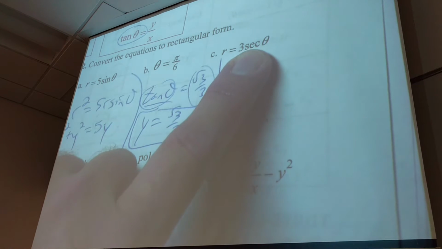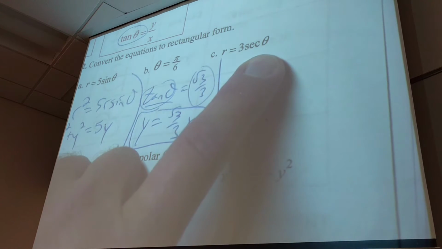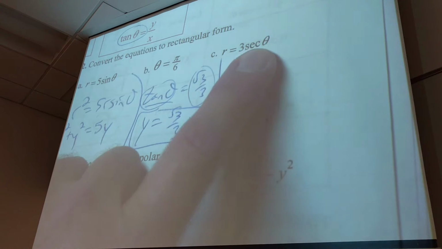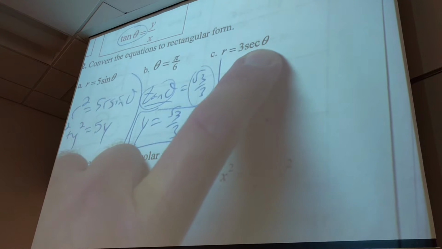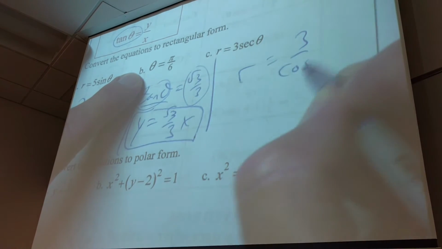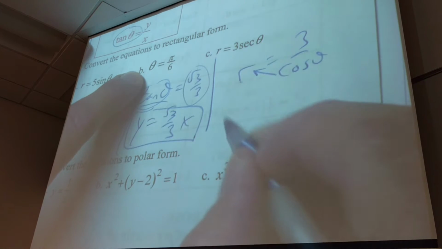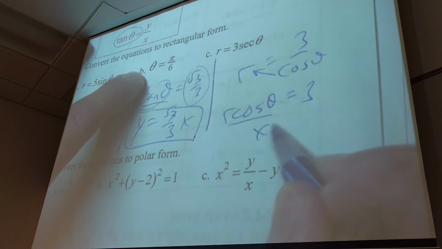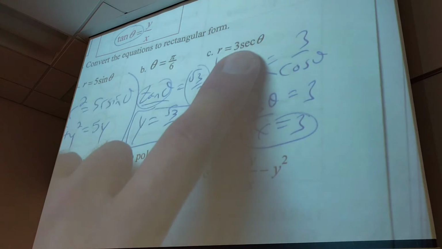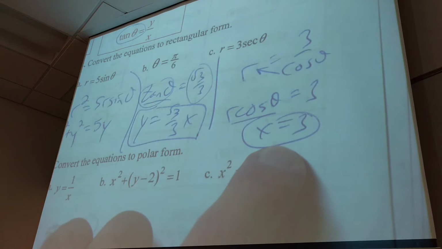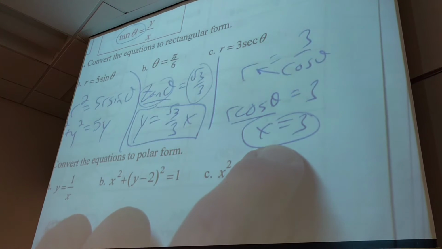This guy kind of sucks. R secant doesn't mean a thing, so I don't want to multiply both sides by r. But secant theta is 1 over cosine. So if I just pull that cosine part up, now this is x. So x equals 3. So if you plug this in your calculator, it's just going to draw a vertical line. I like it.